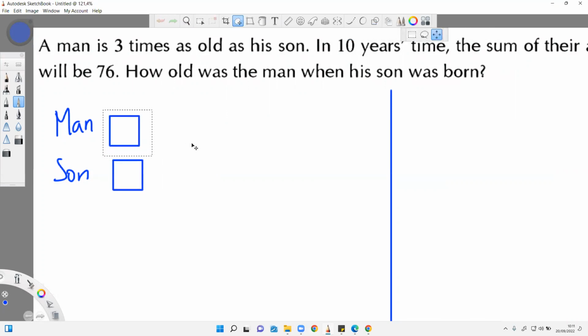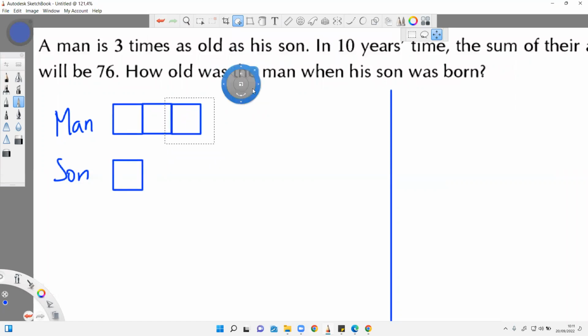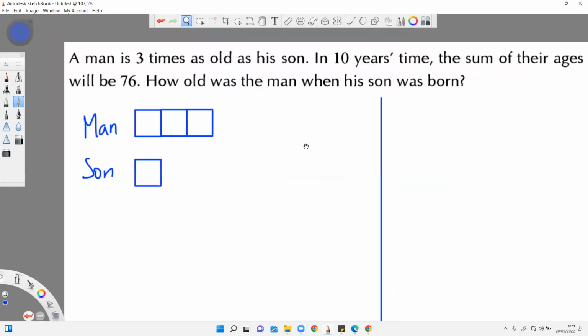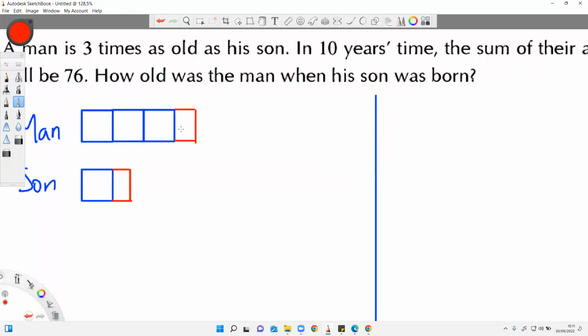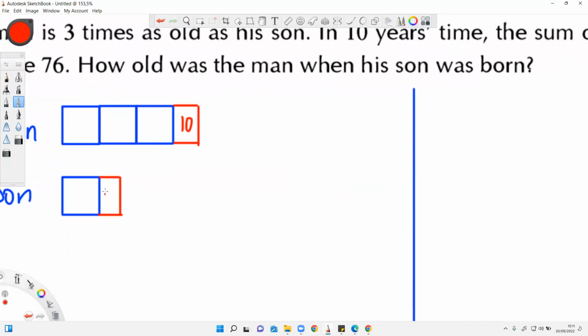How about the man then? How many bars do we have? Three times as old, right? So make it like this, and like this also. In 10 years' time, what does it mean? 10 years later. So you have to add 10 here. I don't know the value, so let's say this is 10, and you add an extra 10 here, right? Let's say the red color is 10 years ahead.